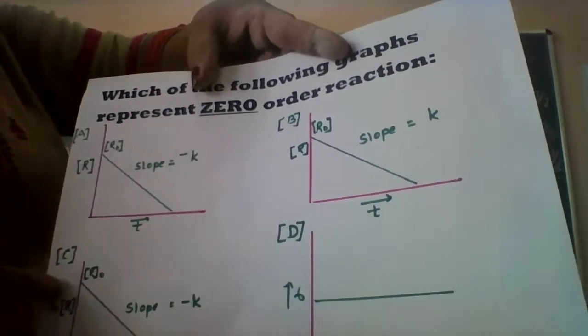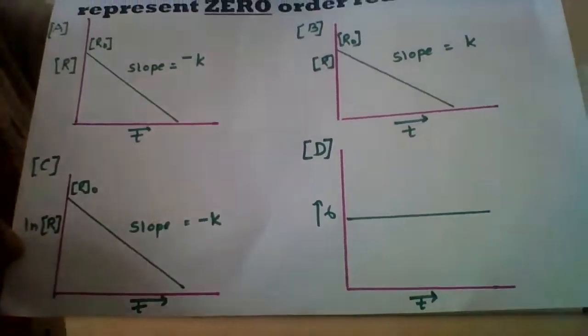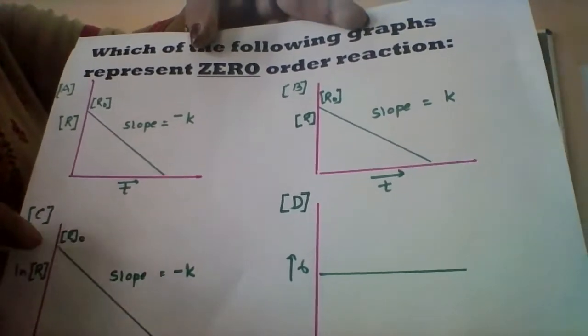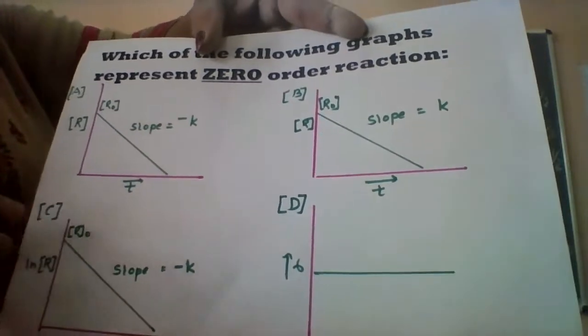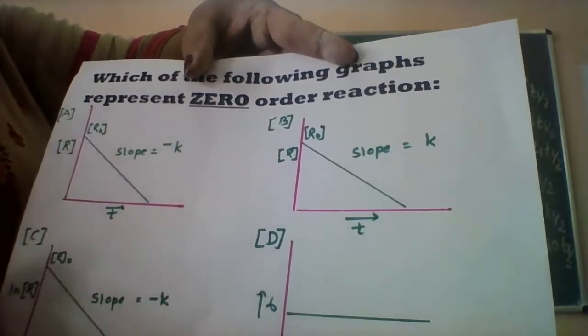Here, the x-axis represents the logarithm. You can see here it is the natural log. So here, what is wrong? Here, the axis coordinate is wrong. For the zero order, it is always R. So this is again a wrong answer.